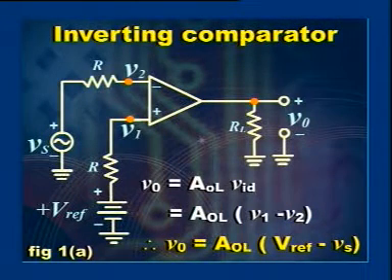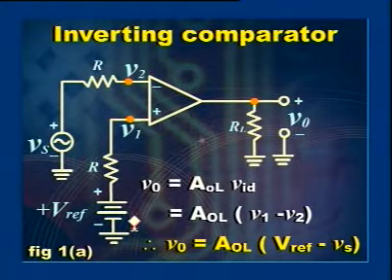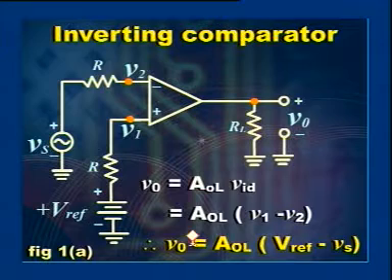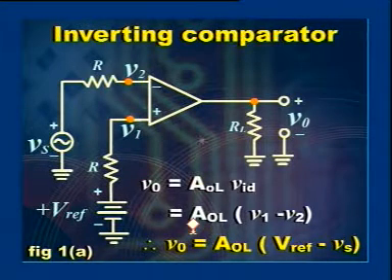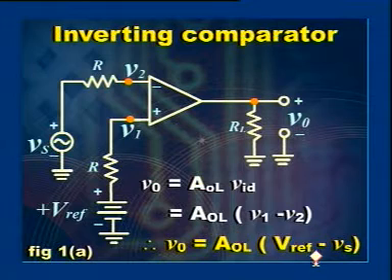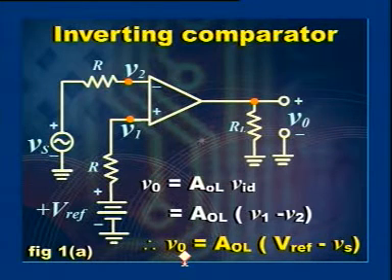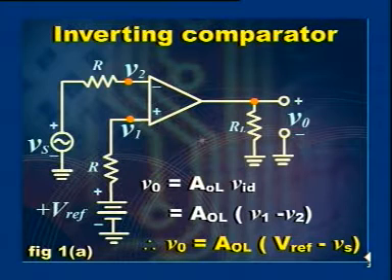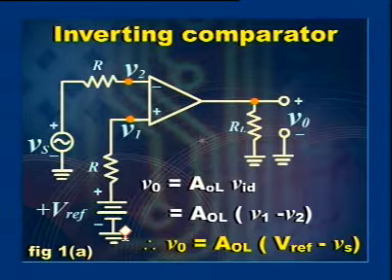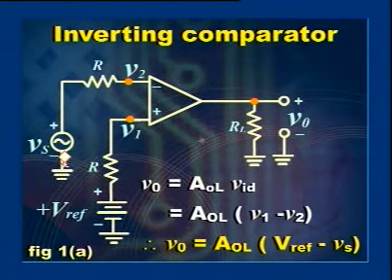The inverting comparator is as shown in the figure. It is a difference amplifier. V0 equal to AOL VID, that equals AOL into V1 minus V2, where V1 equal to V reference, V2 equal to Vs. Therefore, V0 equal to AOL into V reference minus Vs. V1 is a DC signal, that is a fixed amplitude signal, and acts as a reference voltage. V2 is an analog signal.